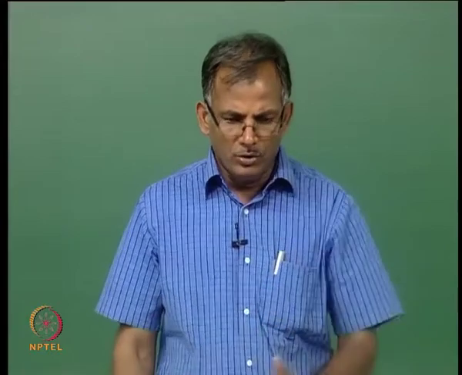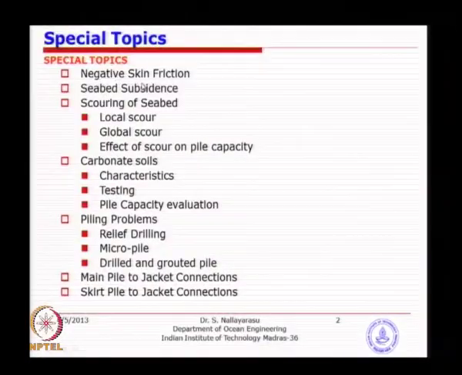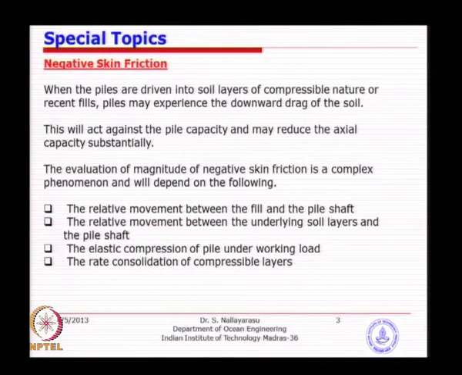So we will just go through some of them which are quite important, in the sense that in case they occur, they may actually affect the capacity of the pile very seriously. So we will start with negative skin friction, which is not very prone to offshore systems, because this is a problem where the piles are installed in a filled ground, especially recent fills.